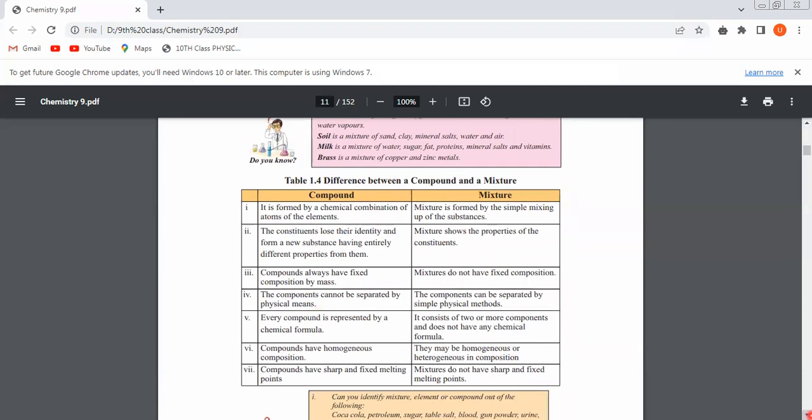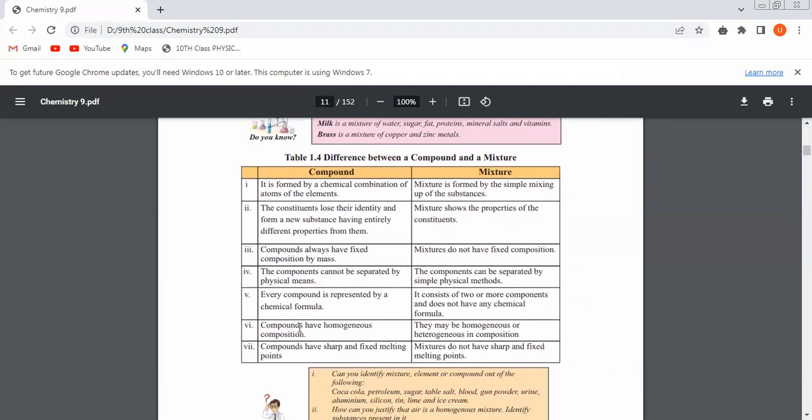Difference between a compound and a mixture. A compound is formed by a chemical combination of atoms of elements. A mixture is formed by the simple mixing up of substances. In a compound, the constituents lose their identity and form a new substance having entirely different properties. Mixtures show the properties of the constituents. Compounds always have fixed composition by mass. Mixtures do not have fixed composition by mass. The components of a compound cannot be separated by physical means. The components of a mixture can be separated by simple physical methods.